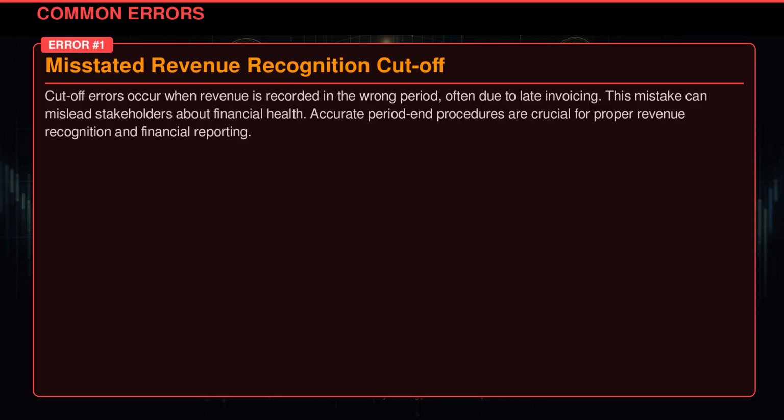Cut-off errors in SaaS accounting happen when revenue from contracts like those at Zoho Corporation is recorded in the wrong reporting period. This often results from delays in invoicing or contract finalization. Such errors distort financial results, misleading stakeholders about the company's performance. Correct procedures involve ensuring revenue is recognized when services are delivered, aligning financial periods accurately. Auditors detect these errors by reviewing contract terms and checking if the revenue aligns with delivery dates.